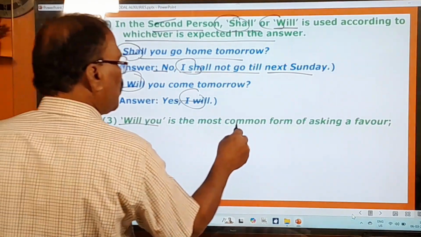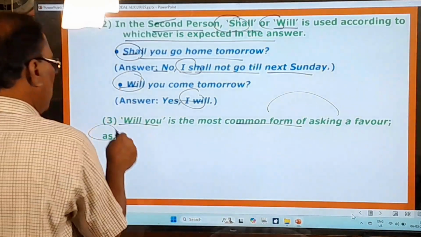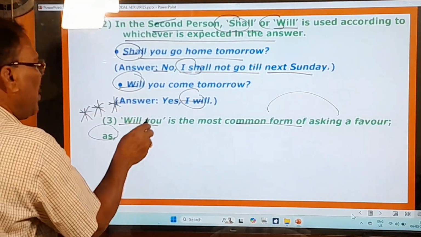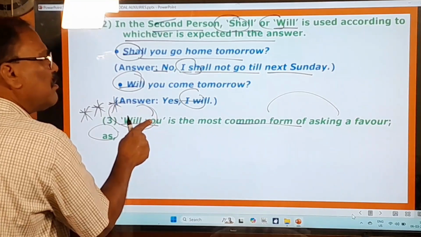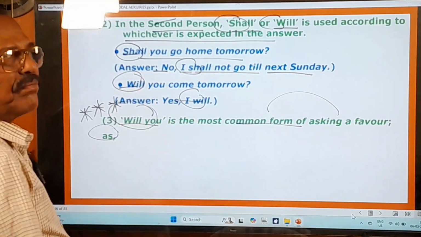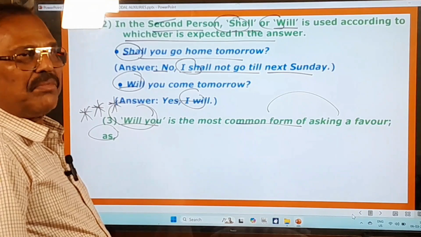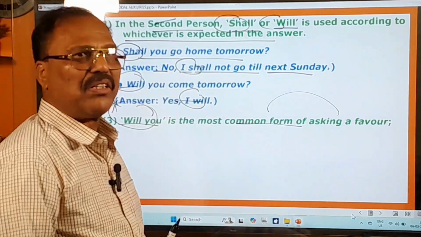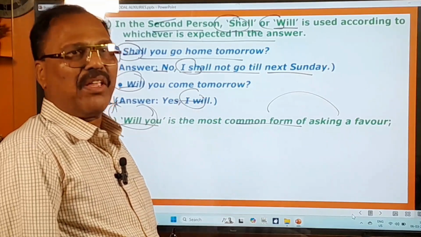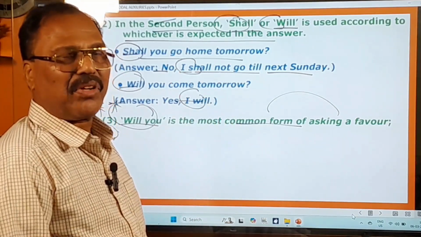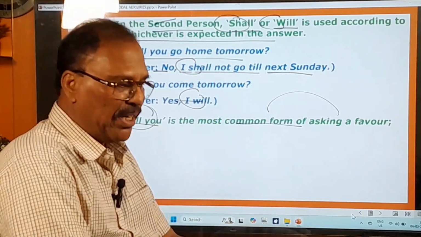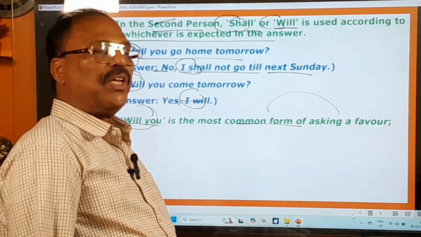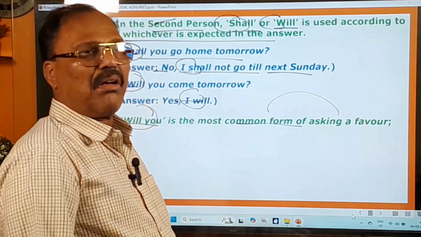Will you is the most common form of asking a favor. So this is a very important one, star marked. So will you is always used to ask for a favor. To ask someone to do a task, will you is always used. Will you get me a glass of water? Will you give me your pen? Will you help me lift this box? Will you give me a lift up to the next stage?